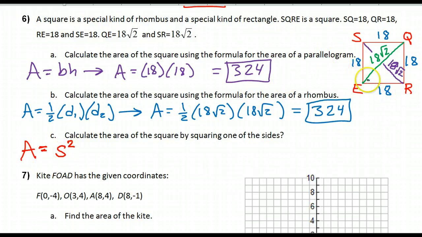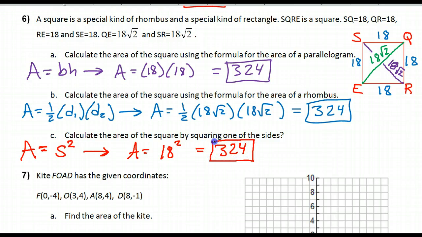That would be 18 times 18, because 18 squared. And that would be the same thing as doing the base times the height, but you could think of it as doing a side squared. So if I do it that way, of course, that's going to be 18 squared. And 18 squared is 18 times 18. So you know that's going to once again give us 324.